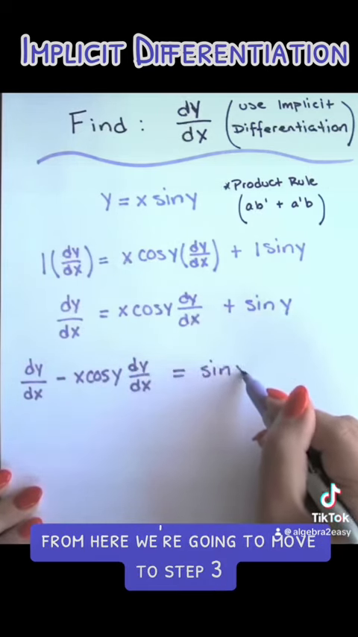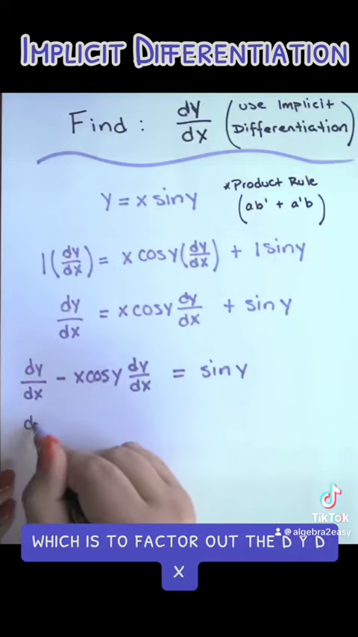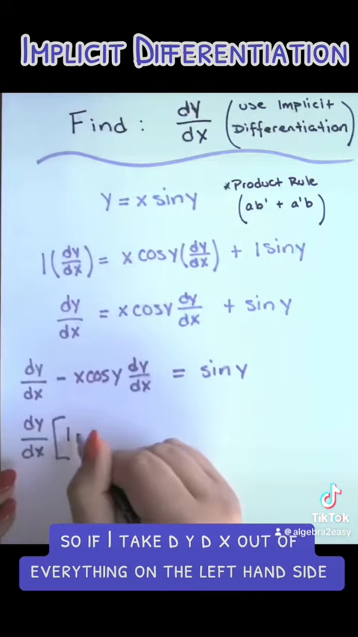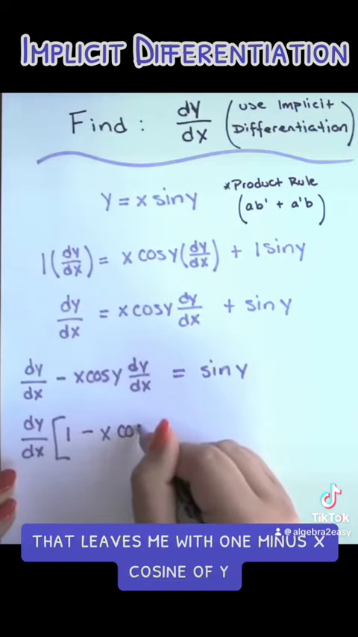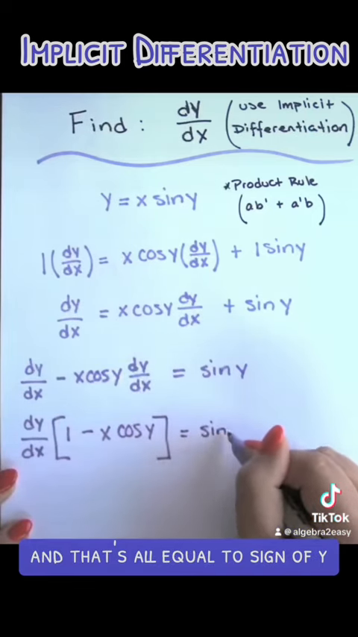From here, we're going to move to step 3, which is to factor out the dy/dx. So if I take dy/dx out of everything on the left-hand side, that leaves me with 1 minus x cosine of y, and that's all equal to sine of y.